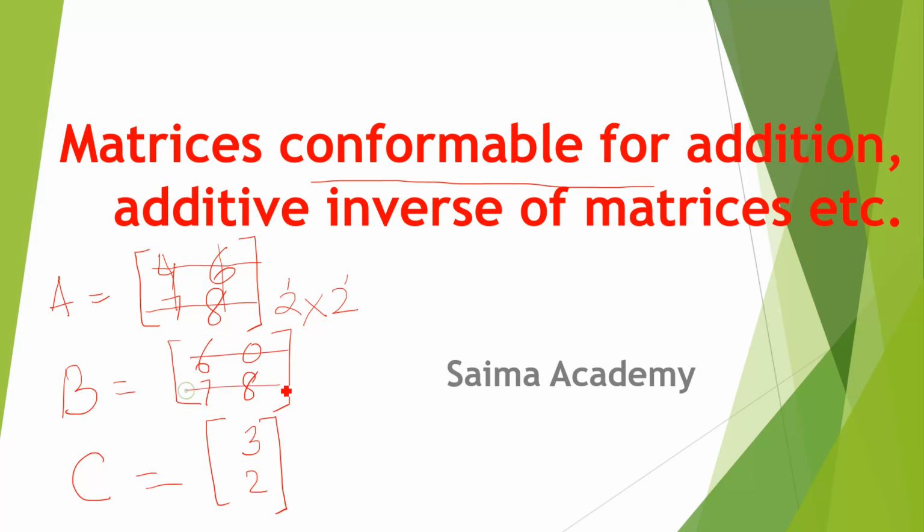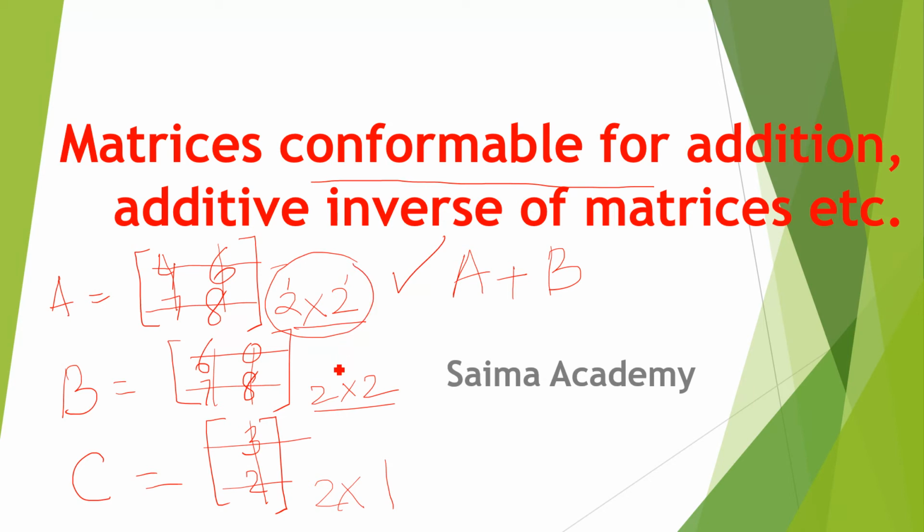For this matrix, again you have two rows and two columns. This one has two rows and one column. The matrices which have the same dimension, see, these are the same dimension, 2 by 2, 2 by 2, so these two are conformable for addition. You can add these two matrices. If I say add A plus B, can you add these two matrices? Yes, you can add. Why? Because the dimensions are the same, or the order is the same.